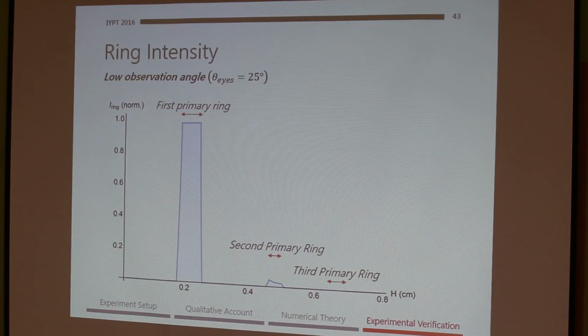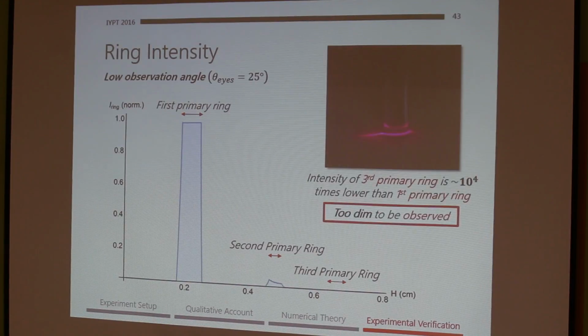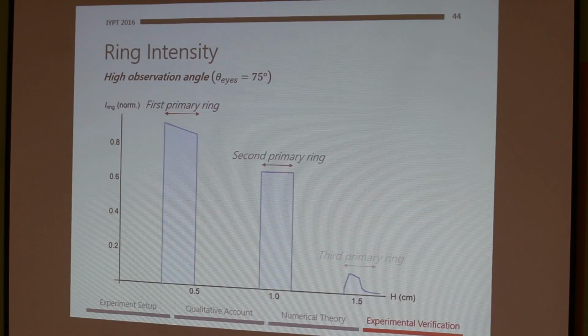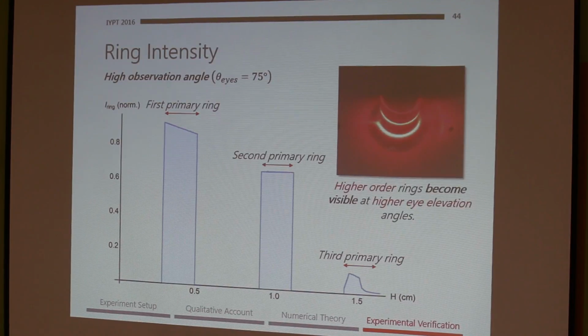And so we note that from our previous observations, the third primary ring is very hard to observe at most of the elevation angles. Our simulation is actually able to show this as well. So we see that the first and second primary rings have observable intensity, however the third primary ring is actually too dim to be observed, and it's actually 10 to the 4 times lower than the first primary ring.